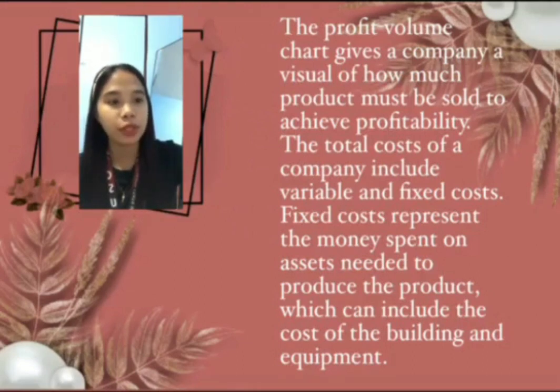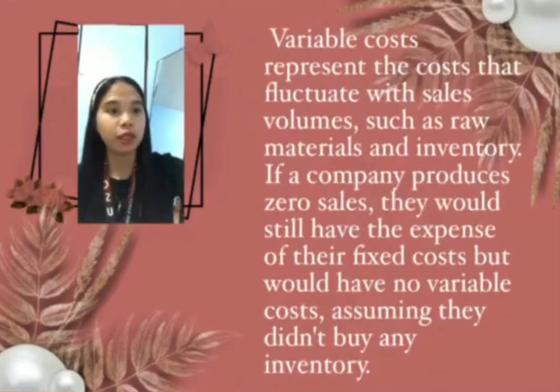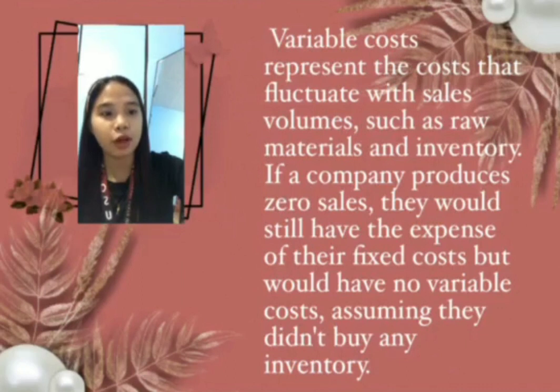Fixed costs represent the money spent on what is needed to produce the product, which can include the cost of the building and equipment. Variable costs represent the costs that fluctuate with the sales volume, such as raw materials and inventory. If a company produced zero sales, they would still have expenses from their fixed costs but would have no variable costs, assuming they didn't buy any inventory.